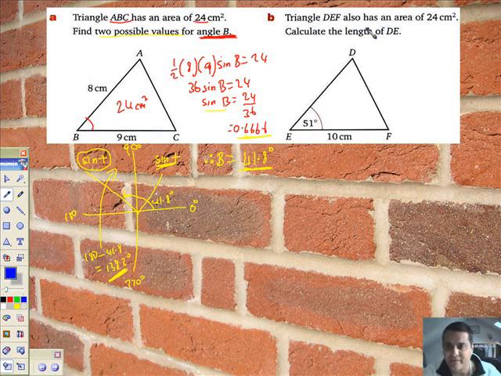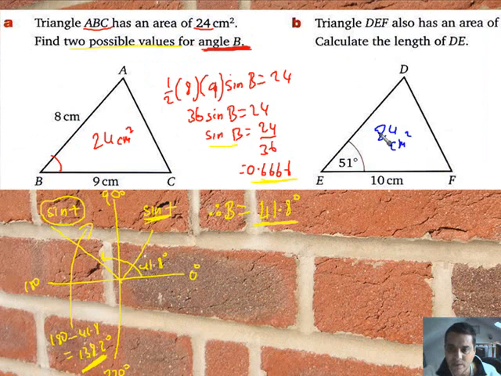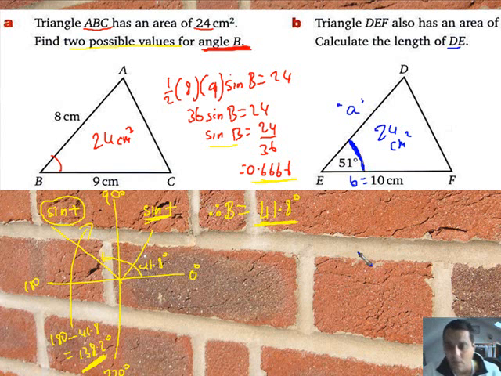Right, triangle DEF also has an area of 24 centimetres squared, and since I've been given the angle and there's no choice in the matter, there will only be one possible answer for length DE. So we can call it A, or something like that, and that's like our B. So let's just try it.